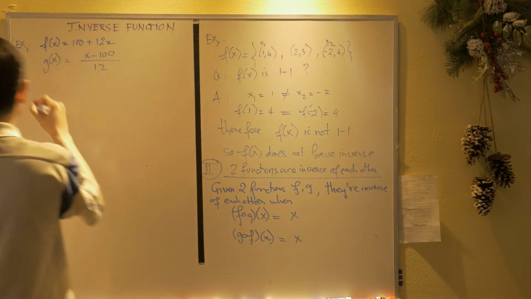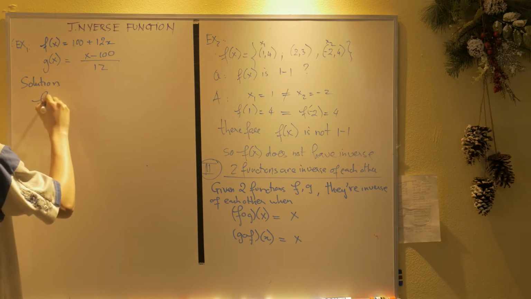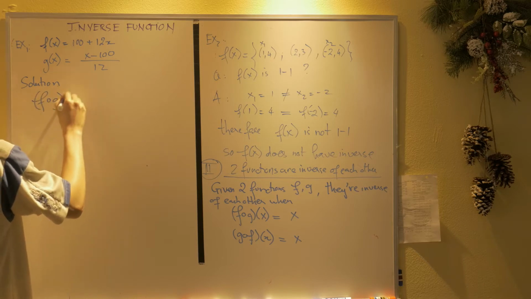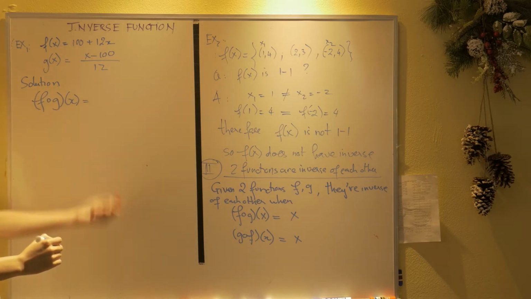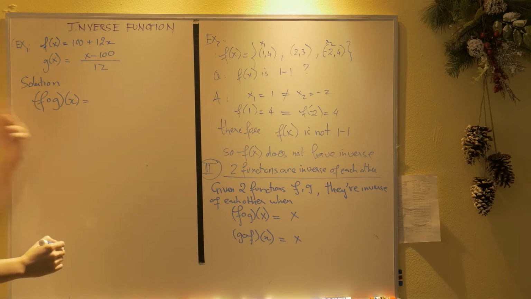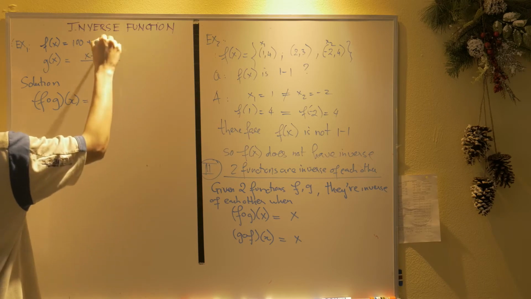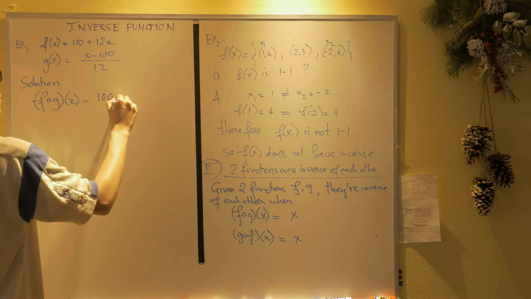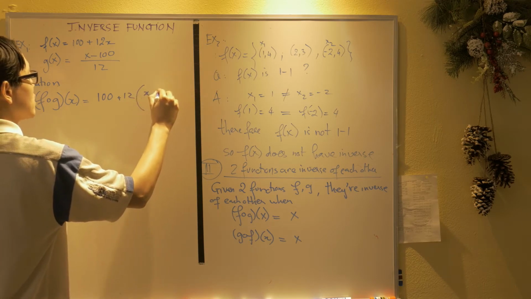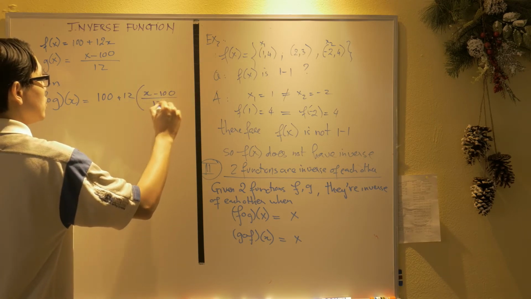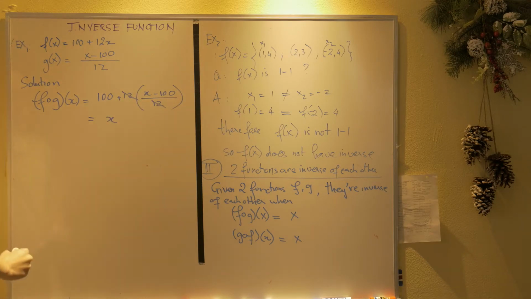Solution. f composed with g. I don't know if you guys remember how to do this. f composed with g means that you plug g into the x of the f, right? So put this one in here, so I have 100 plus 12 times x minus 100 over 12. Cancel, cancel. Here you go, I got x.